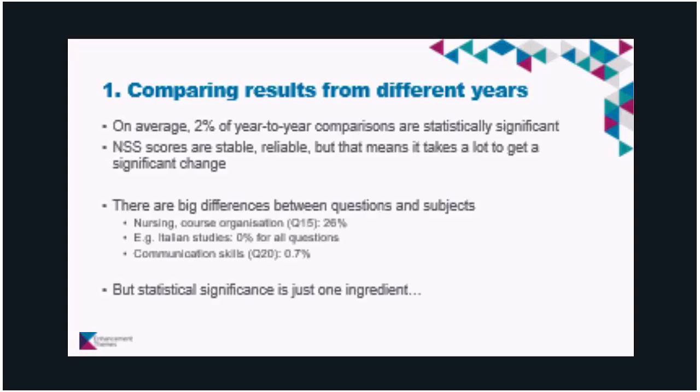It differs between subjects because different subjects have different average cohorts. So nursing, on average, has lots and lots of students responding because the cohorts are big. Other subjects, archaeology, Italian studies, have fewer students on average responding. That means that if you have more students, the confidence intervals are smaller. It also differs by question because students vary in their responses more for certain questions than for others.